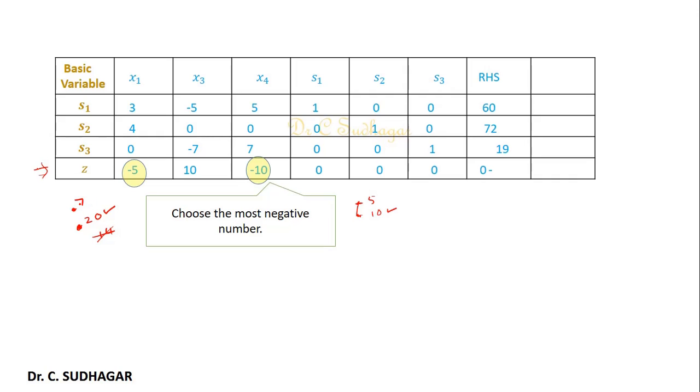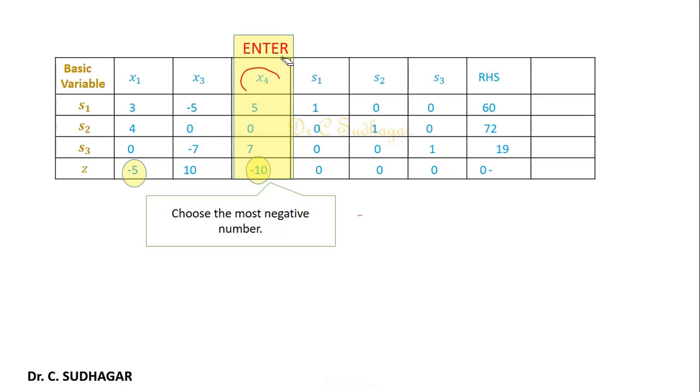So likewise, first you should choose where you are getting the most negative number. After getting the most negative number, this one, this column, mark it. This we are calling the pivot column. So this variable x4 is going to enter in the next iteration. Okay, so we are going to improve the x4 in the next step.